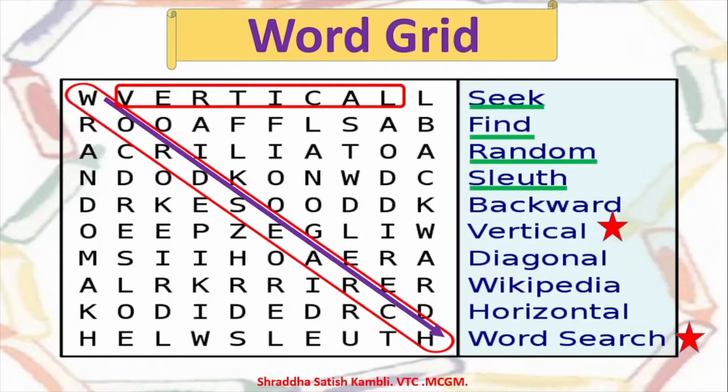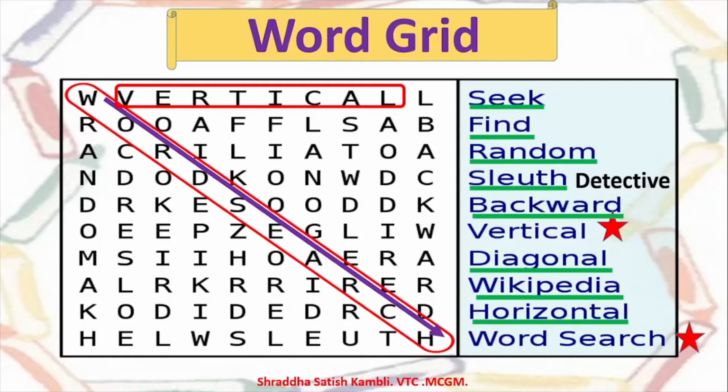And sometimes you will also have to become sleuths. Now what are sleuths? A sleuth is a detective. Okay, a sleuth is a detective. And then you will find that in a grid you use all these other techniques also. You search for words backwards, you search for words in the Wikipedia. Now what is Wikipedia? Wikipedia means it's kind of a dictionary which gives you a lot of information about a particular word or a particular person or a particular thing. Alright, and then of course you search horizontally also for words.